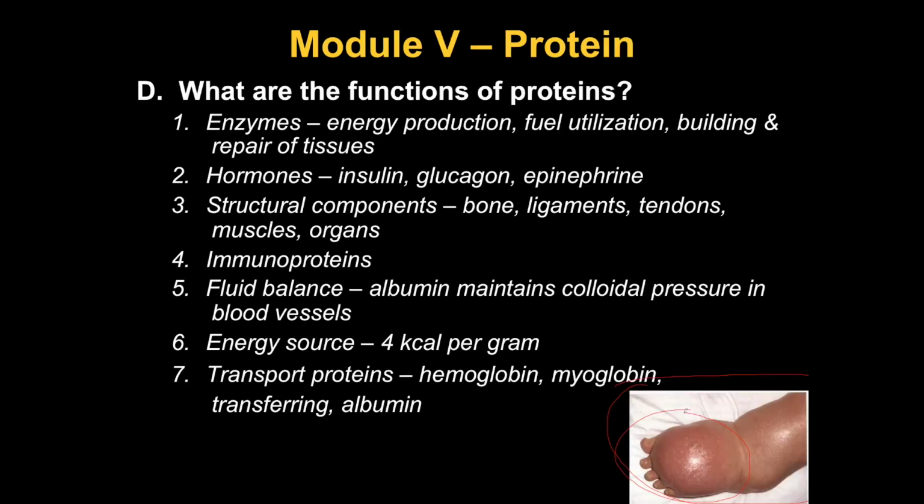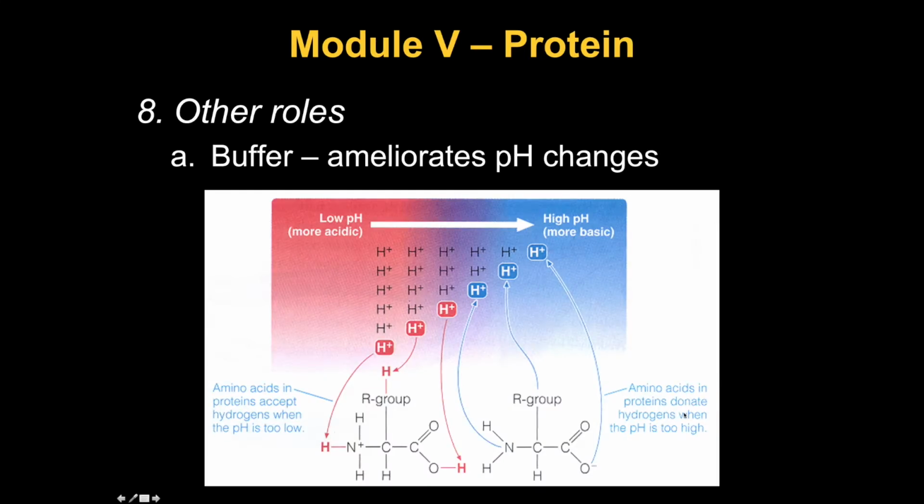Of course, protein does provide us with some energy, 4 kilocalories per gram. We can also use proteins to transport stuff. We talked about hemoglobin. There's also myoglobin, the analog of hemoglobin in muscle tissue. We can use it to transfer substances between cells. And of course, albumin is a transport protein as well, other than being important for fluid balance. So it's very, very important as far as protein is concerned that we are using protein in all kinds of manners in the human body.